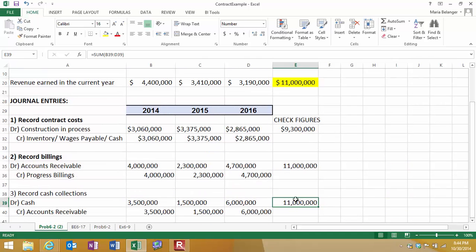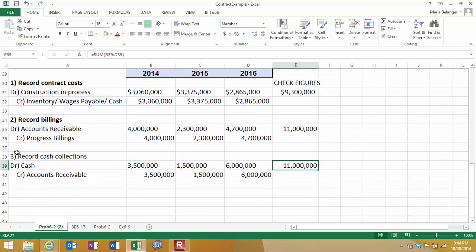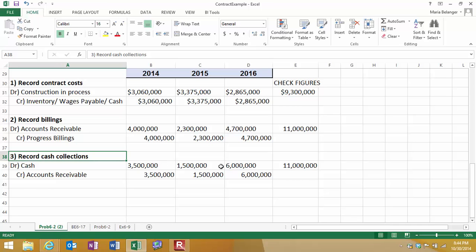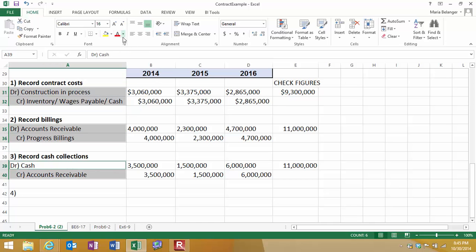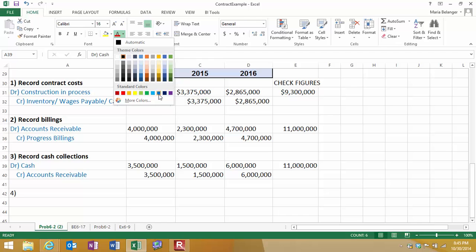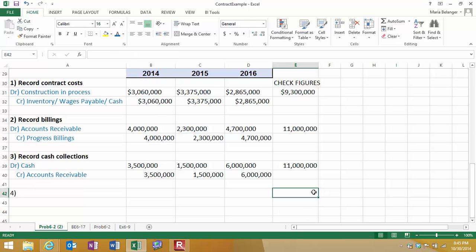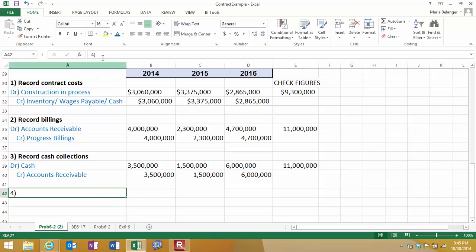Notice here for my check figure, it added up to my contract price. I've collected everything. That is not automatically the case, right? There might be a time delay in collecting the cash. You might get to the end of the contract and not all of the cash has been collected yet. So far, journal entries number 1, 2, and 3, all of these accounts here, and I'll just use different colors. These are all balance sheet accounts. And I'll just put them in blue just to show these are all balance sheet accounts. Nothing has shown up on the income statement yet.